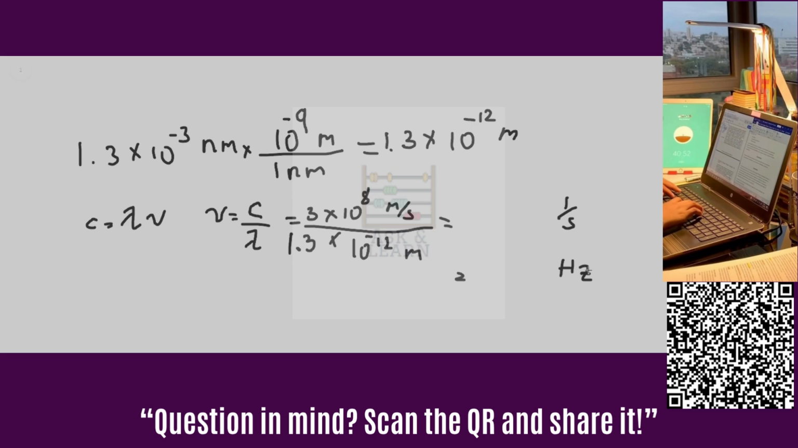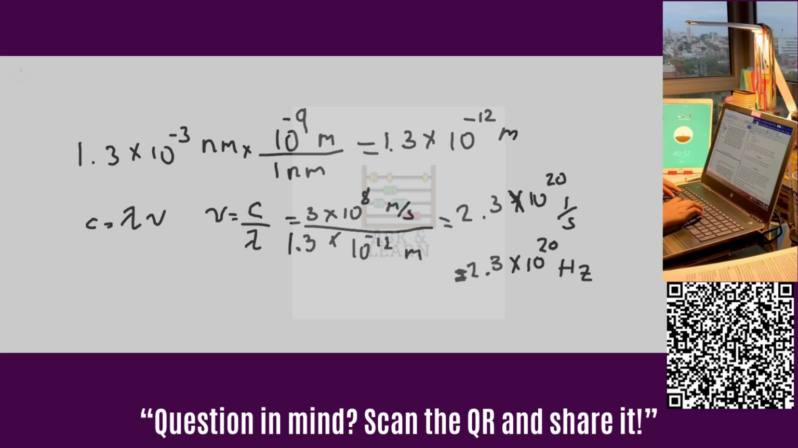So let's go ahead and calculate that. 3 times 10 to the 8 divided by 1.3 times 10 to the negative 12. Again, if you want to use multiplication, make sure you put parentheses around them so that you don't get confused in a calculator. So this will give 2.3 times 10 to the 20 hertz. All right, so sig fig wise, you can keep two significant figures, one decimal place. That's fine. So it's going to be equal to 2.3 times 10 to the 20 hertz.